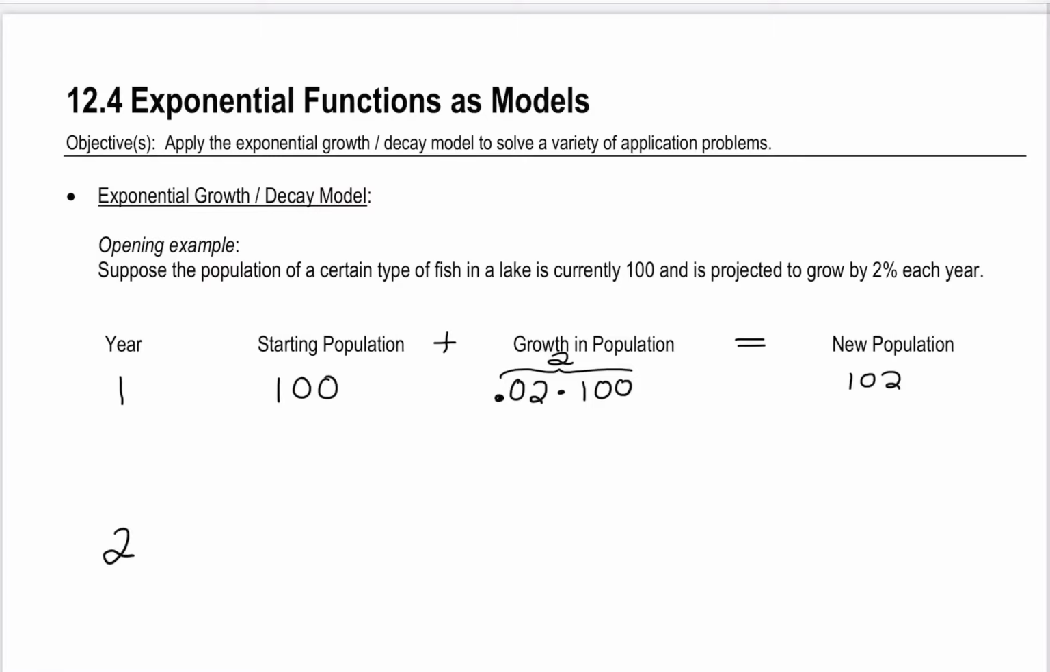Then that means in year 2, we're now starting at 102. Our growth is going to be 2%, so 0.02 times that now 102. So this comes out to be, if you compute that, 2.04. So if we add the growth to where we started, we would now be at 104.04. And so this is going to continue. But here's what I want you to observe here.